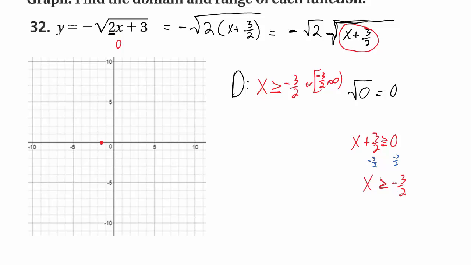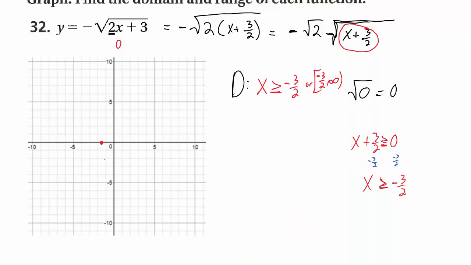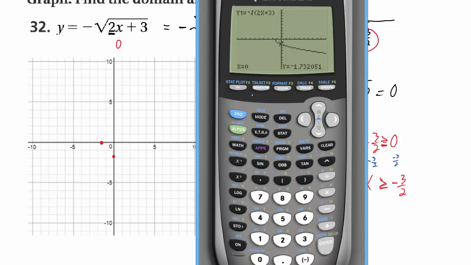And even if I don't know what negative square root of 3 is, I can use this to find my value right here. Plug in 0. So that's about negative 1.7. So plot that point right there. And I can get as many other points as I want, not just from my graph.